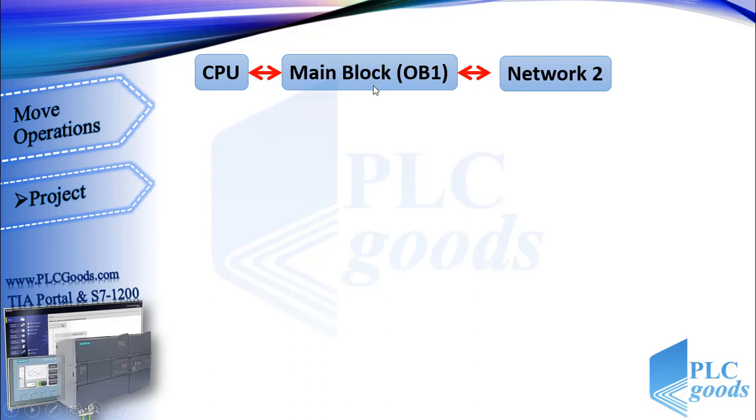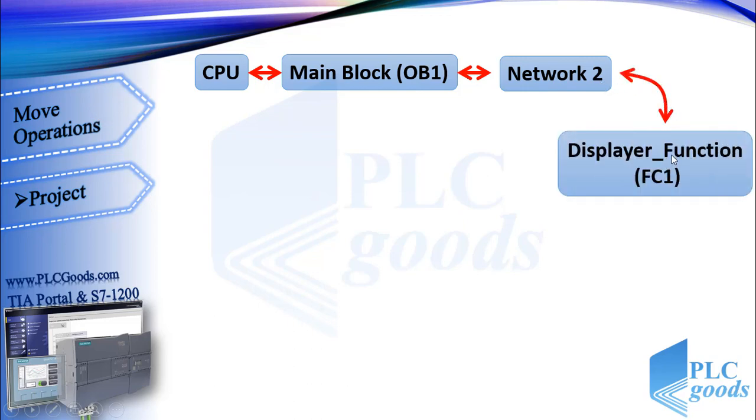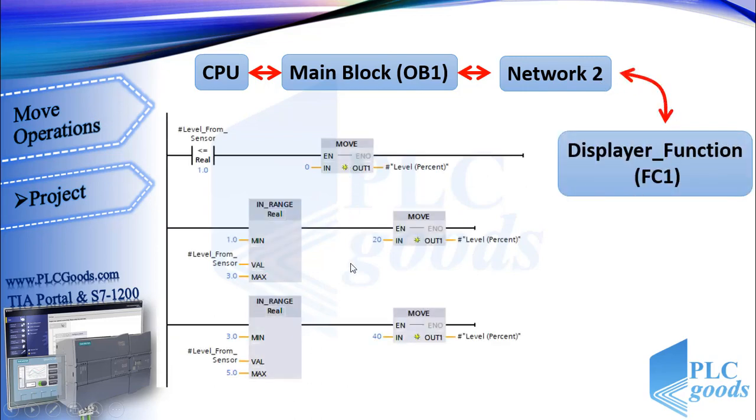The CPU first calls the main block, or OB1. OB is the written abbreviation of organization block. Then, the main block calls its networks from 1 to the last. Here, network 2 will call the displayer function with this program.